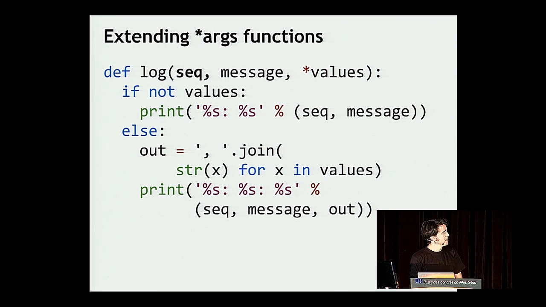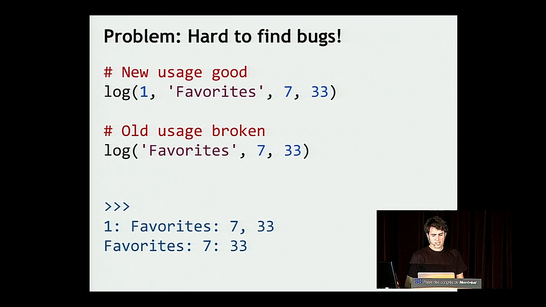Now the problem with adding it to the beginning is that it's going to break existing callers. New callers that know what's going on can put a sequence number in the first position, and the log function will work as expected. You see down here, it's 1, favorite, 733, and that works. But all old usage is now broken.